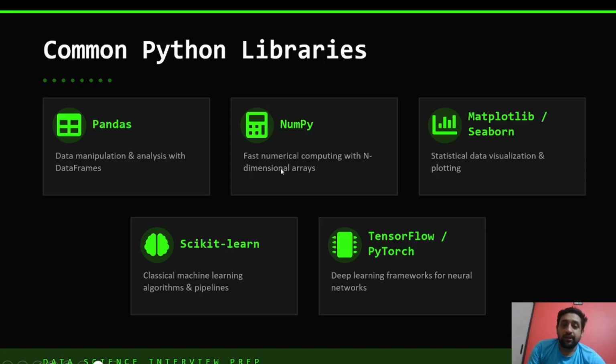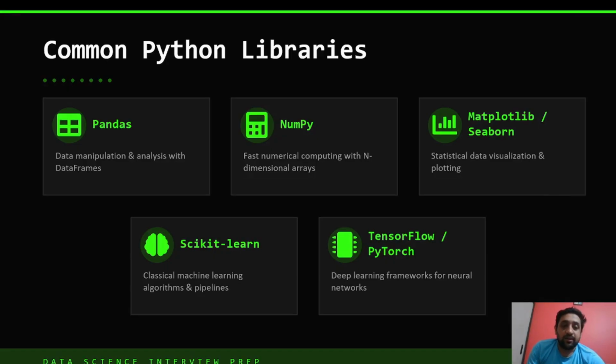Moving on to scikit-learn, this is your go-to library for classical machine learning. Want to build a model that predicts house prices or classifies emails as spam or not spam? Scikit-learn has pre-built algorithms like linear regression, decision trees, random forest, and support vector machines, all ready to use. It also helps you with data pre-processing, model evaluation, and building ML pipelines.